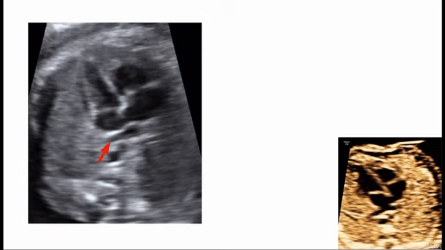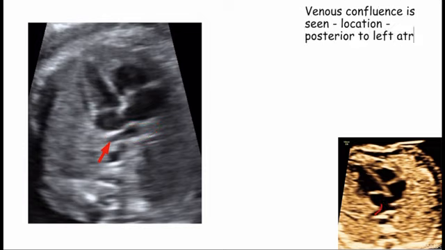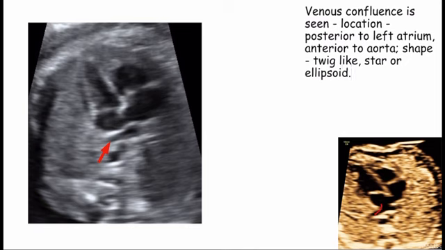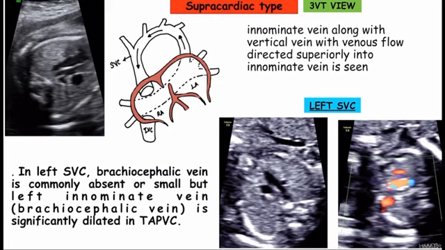Now you can see the pulmonary vein clearly joins into the left atrium, whereas what you see here does not join the left atrium. It's clearly cut off. So this is the venous confluence which is seen behind the left atrium, between the left atrium and the aorta. Its shape can be of different shapes.